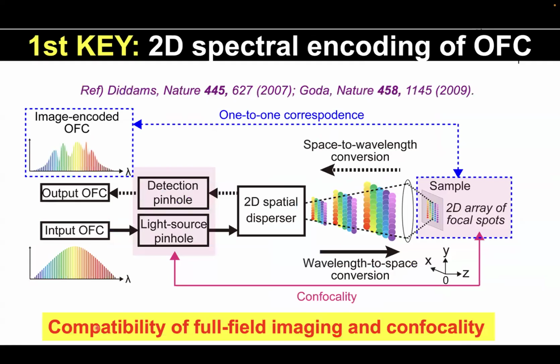The first key of such an approach is the 2D spectral encoding of OFC. After passing through a light source pinhole, the input OFC is fed into the 2D spatial disperser. The 2D spatial disperser spatially develops the OFC modes into 2D space depending on the wavelength, namely a 2D spectrograph like here. Then this 2D spectrograph is focused onto a sample as a 2D array of focal spots by an objective lens.